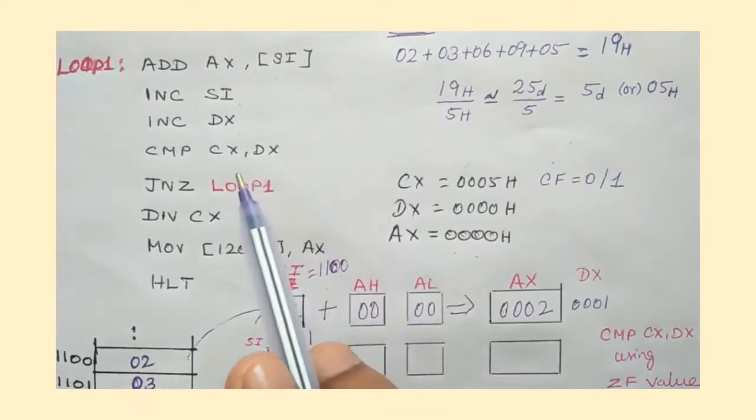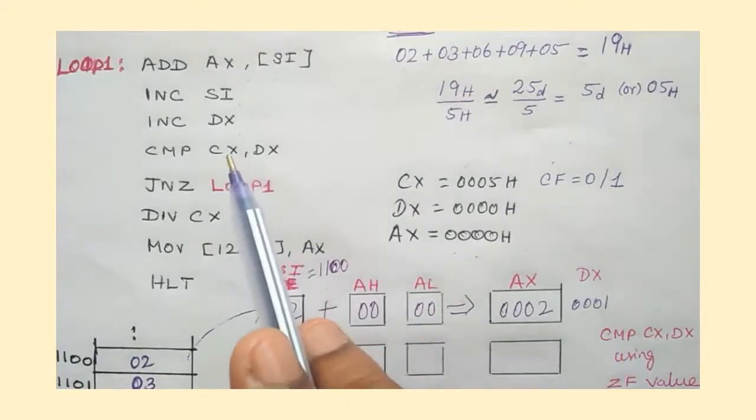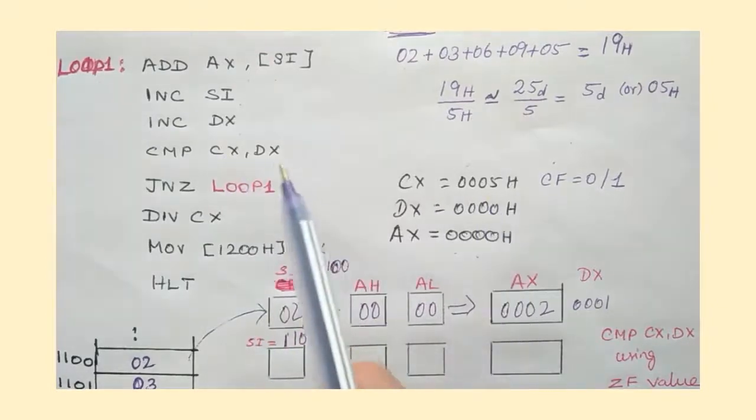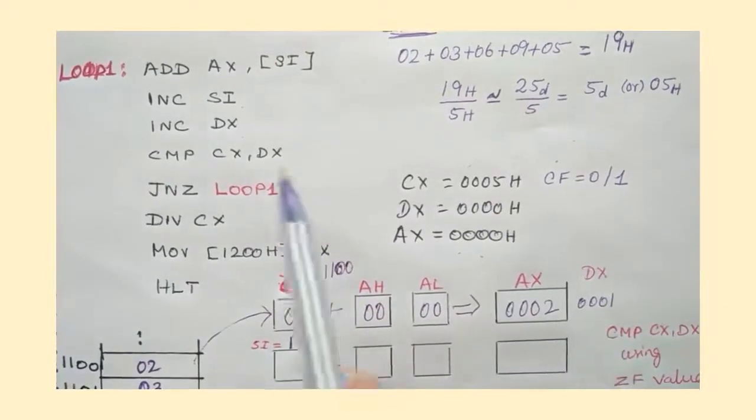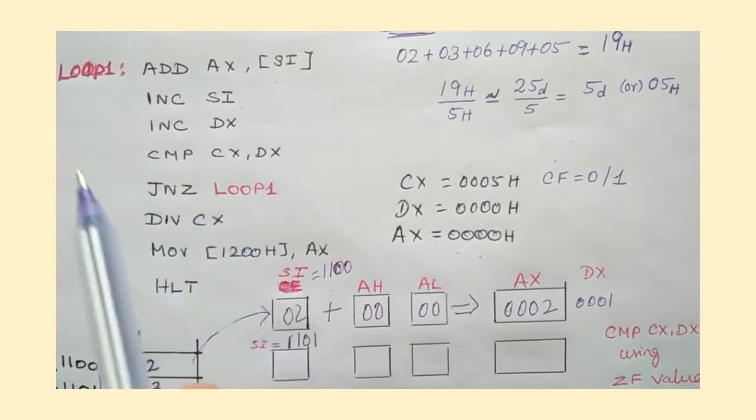After that, I am comparing CX with DX. The CX value is nothing but 5 and DX value is nothing but 1. So both are not equal, hence this loop continues.